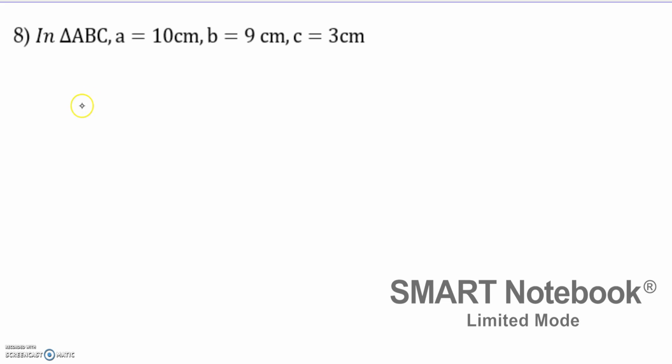So for number 8, if we drew a triangle, again the directions are to solve the triangle. So if I draw a quick oblique triangle, I know that side A is 10 centimeters, side B is 9 centimeters, and side C is 3 centimeters.